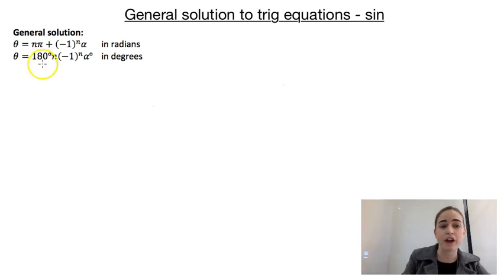In degrees, we'd write it as 180n. That should be a plus in there, I've just realized. Plus minus 1 to the power of n times alpha degrees. So let's have a look at an example.